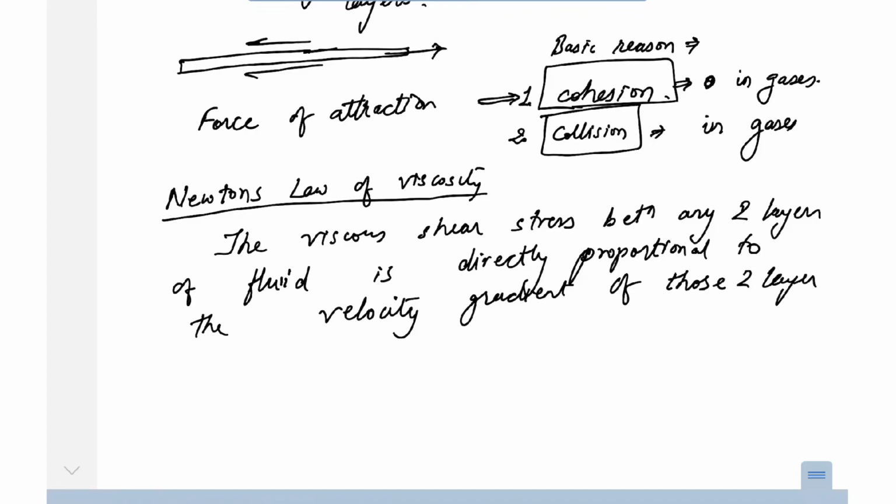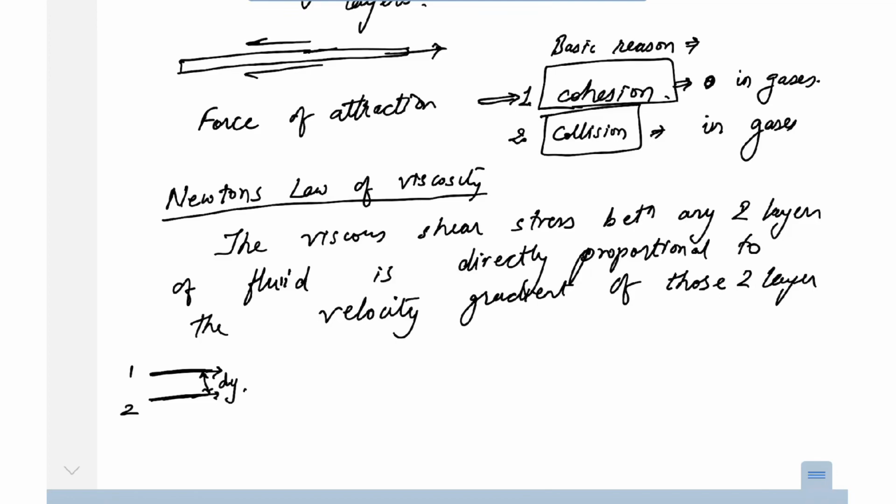Suppose you are studying two layers of a fluid, let this be layer number 1 and this be layer number 2, with a particular distance between those two layers as dy. If the difference in velocities of those two layers is more, you can say that the viscosity or the resistance to flow is also more. That was actually the statement of Newton's law.